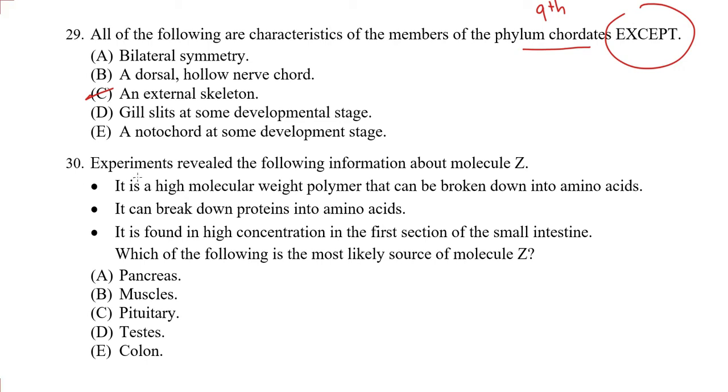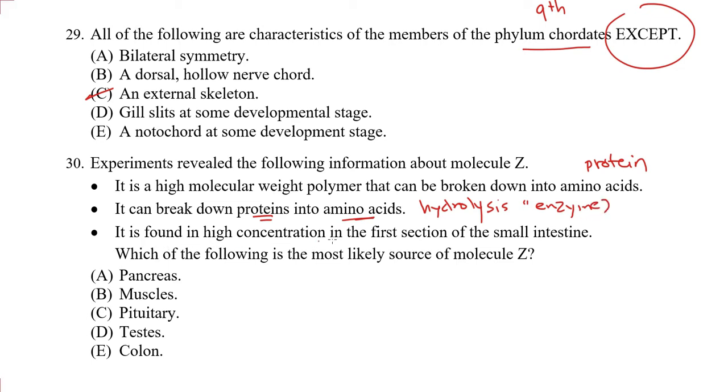Number 30, experiments revealed the following information about molecule Z. It is a high molecular weight polymer that can be broken down into amino acids, so it's a protein. It can break down proteins into amino acids, so it helps in hydrolysis. So what is it? It's an enzyme.